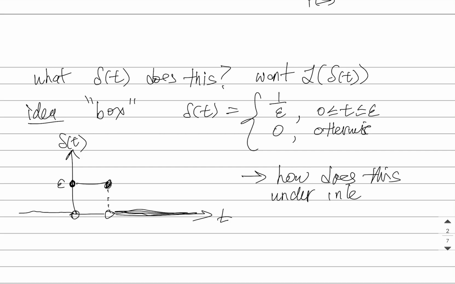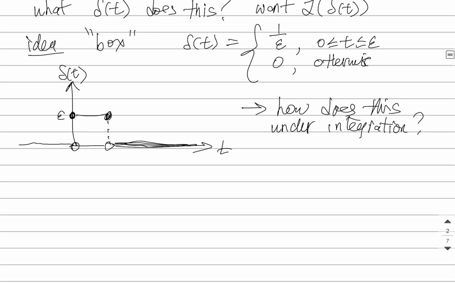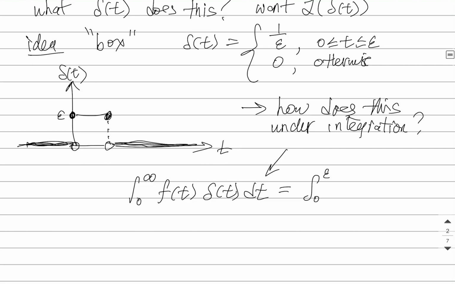And I want to integrate everywhere. So let's take a look. I want to study how this thing is going to behave if I integrate it from 0 to infinity. Because it's 0 everywhere except for that small range, we can say that this will be an integral from 0 to epsilon of f of t times 1 over epsilon dt.